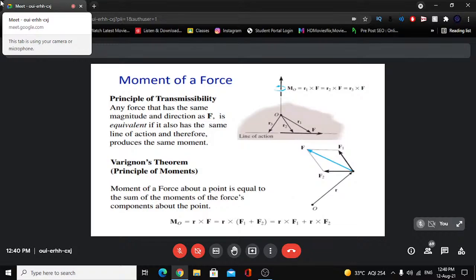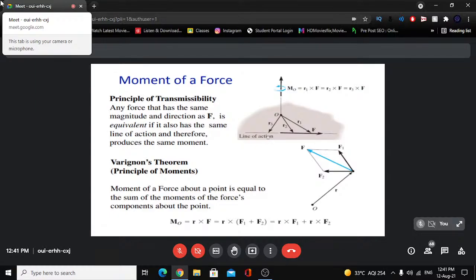Now here, one very interesting application of the principle of transmissibility, the transmissibility law of forces. Let's see this example. Suppose point O is there, about which you want to find the moment of force F. The line of action of F is given. The point of application may be, say, at position vector R1, or at R2, or at R3.